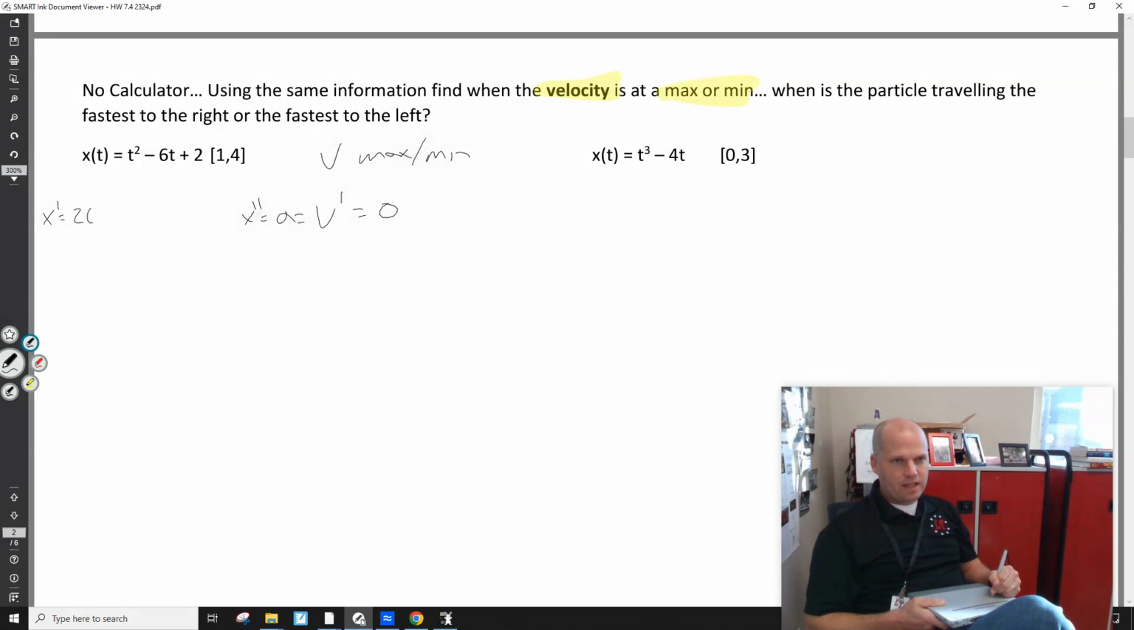We will look at the second derivative sign analysis. The second derivative in this case is 2. What does that mean? Well, it means that x double prime, which is v prime, which is a, is positive. That means x prime, which is v, will be increasing. And when my cursor comes back, I'll write that down.